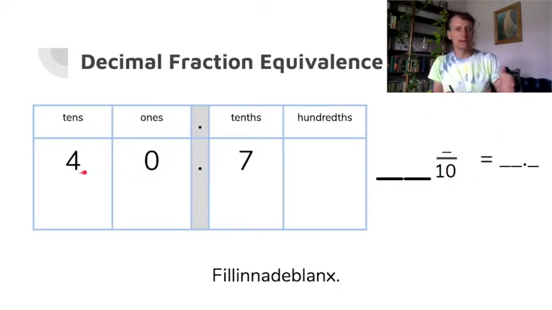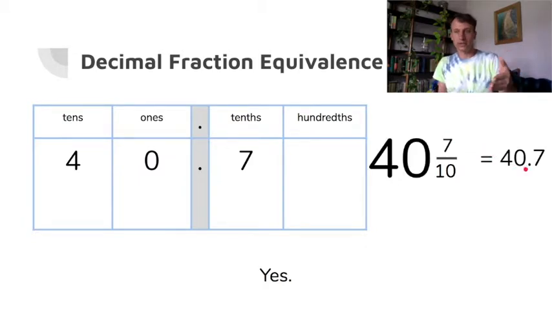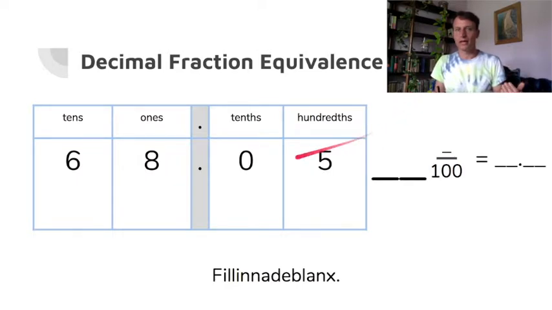All right, so how about this one? We have 40 and 7 tenths. Same thing goes here. 40 and 7 tenths. 40 and 7 in the tenths place. All right, how about this one?